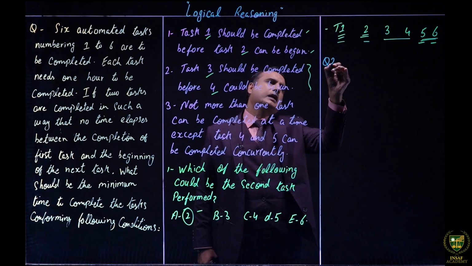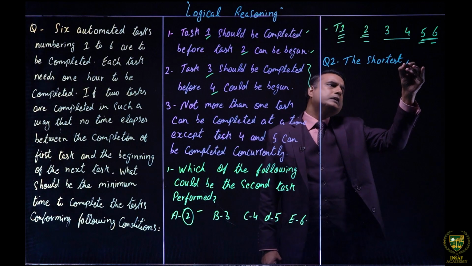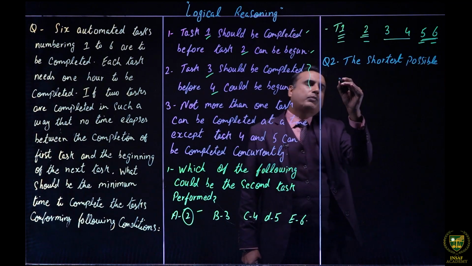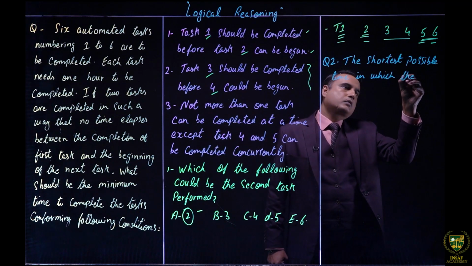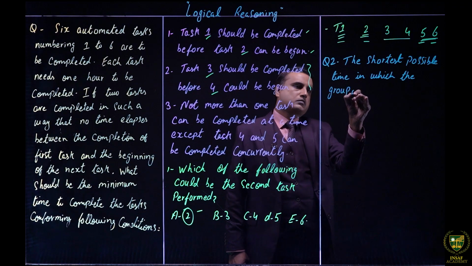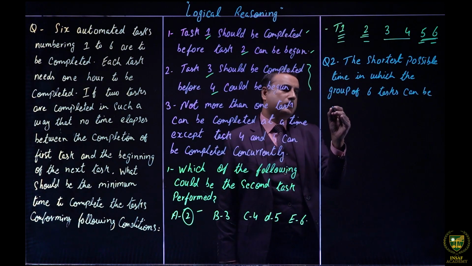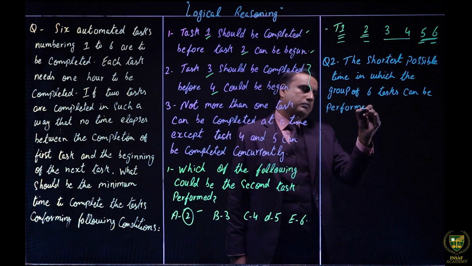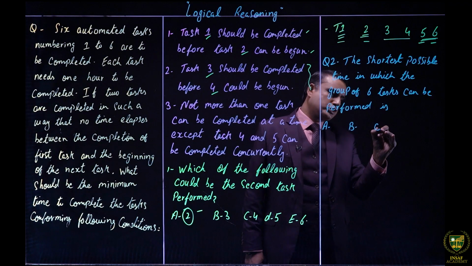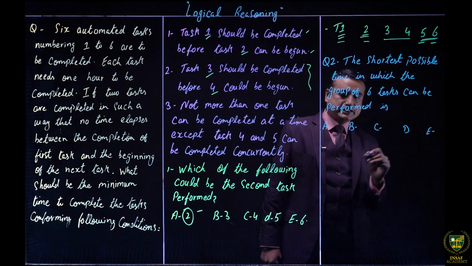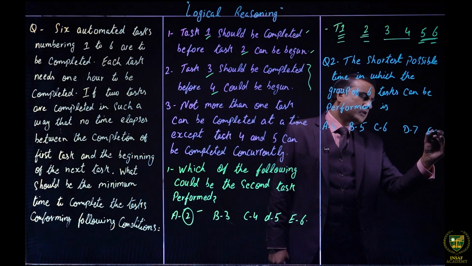Now moving on to the next question. The shortest possible time in which the group of 6 tasks can be performed is: beta, Charlie, delta, and then we have eta. It is 4, 5, 6, 7 and 2.